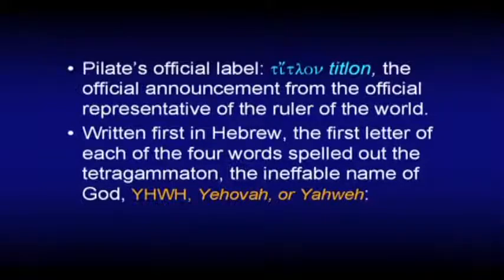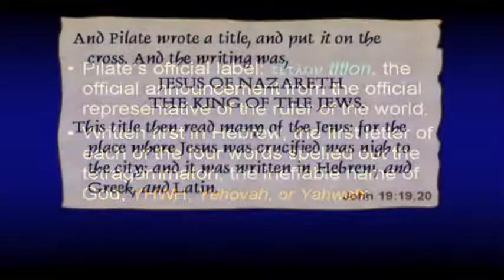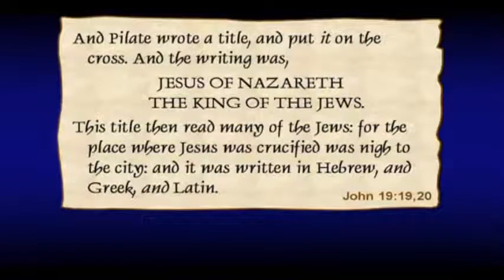He wrote it in Hebrew himself, apparently. That's what John records. He wrote it in Hebrew because that's the Jewish language. That's really what he's playing. He's playing games here with the Pharisees, you'll see in a minute. It's written in Greek because that's what most people in the region would speak. And he also did it in Latin because that was becoming the official language of the Roman Empire. It was getting established. So it's written first in Hebrew. The first letter of each of the four words spelled out a tetragrammaton. That's what I want to show you here. This is what's recorded in John 19.